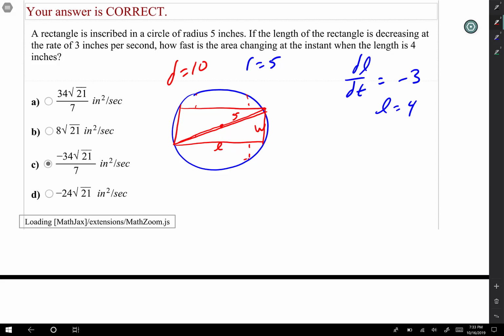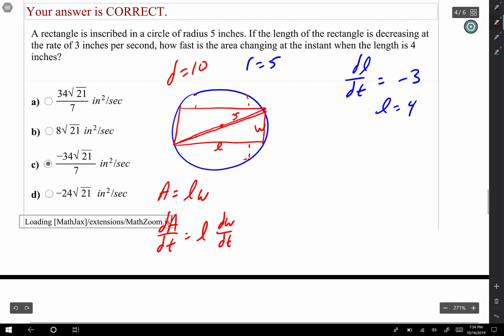So my relationship: the area is length times width. I'm going to do this first in red, guys. So dA/dt is equal to the first times the derivative of the second, dW/dt, plus the second times the derivative of the first, dL/dt. So there it is, there's my dA/dt. Now, look, I have L. I do not have dW/dt, not directly at least. I do not have W directly, and I do have dL/dt.